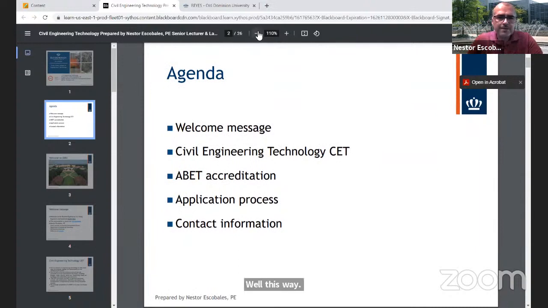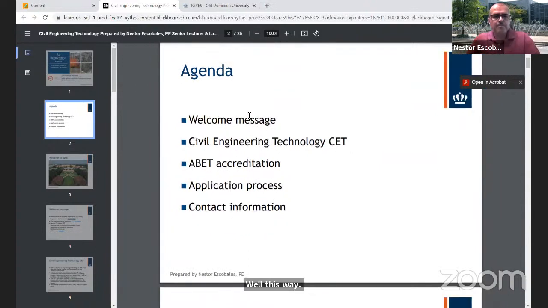What we have in here essentially is the agenda. So the welcome message, which we have already talked a little bit about. What is civil engineering technology, the accreditation of the engineering program, the application process, and any contact information. This document is in the folder.